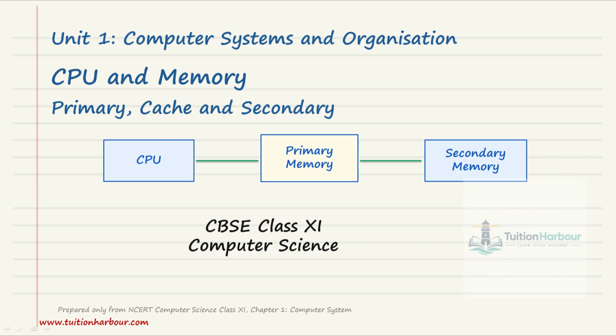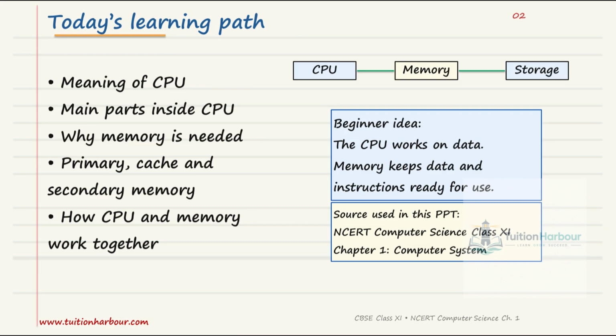In this lesson, we will learn about the CPU and three important types of memory: primary memory, cache memory, and secondary memory. The CPU works on data and instructions. Memory keeps them ready for use. We will study the CPU, its internal parts, why memory is needed, and how different memories work together.